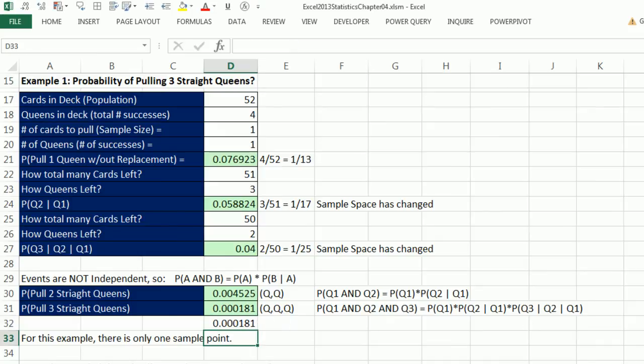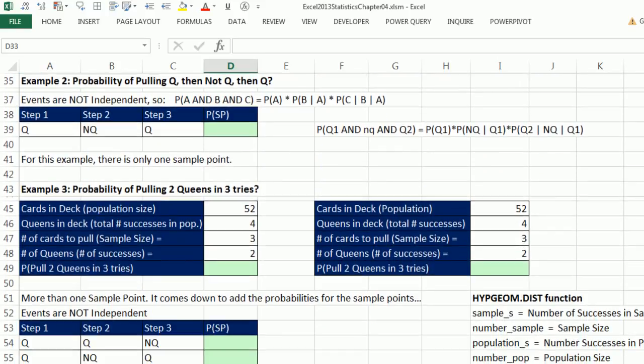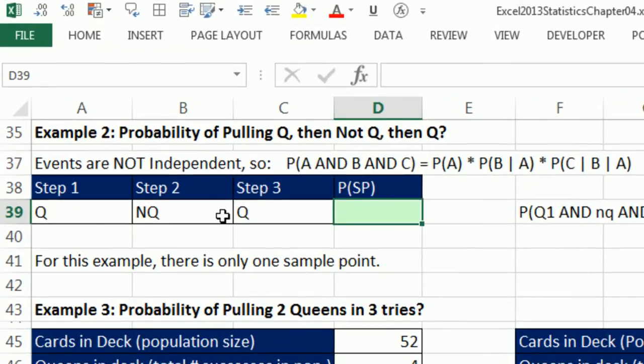Now, we want to go look at another question. I actually want to calculate the probability of pulling 2 queens in 3 tries. But this means we're going to have a bunch of sample points. So I want to first concentrate on asking a very specific question. This is not only pulling 2 queens, but I want the order just like this.